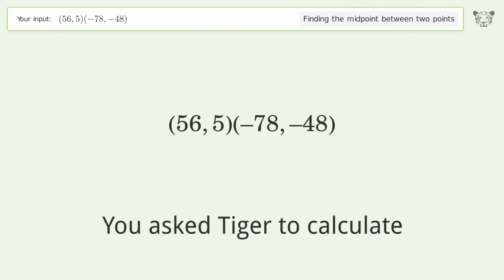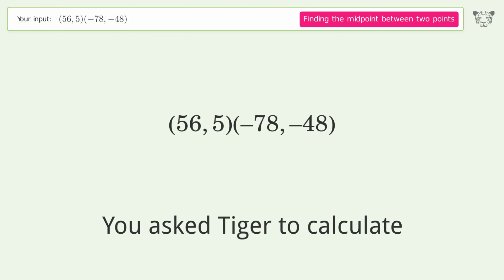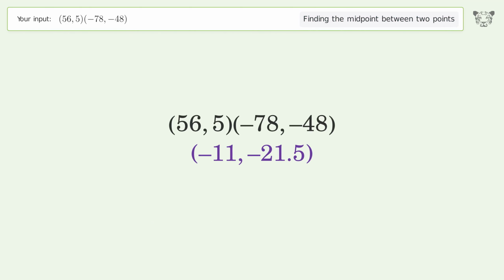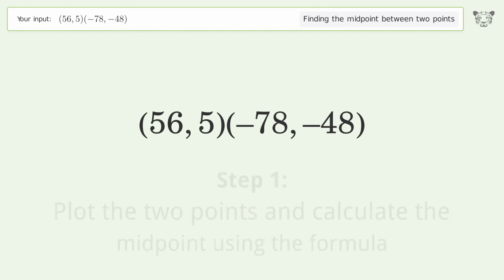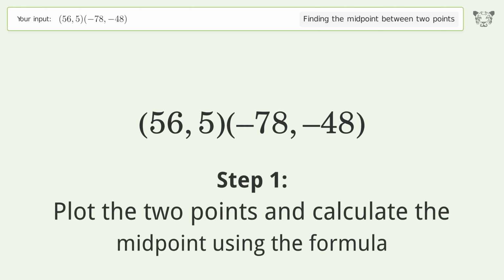You ask Tiger to calculate. This deals with finding the midpoint between 2 points. The midpoint between the 2 points is -11, -21.5. Let's solve it step by step. Plot the 2 points and calculate the midpoint using the formula.